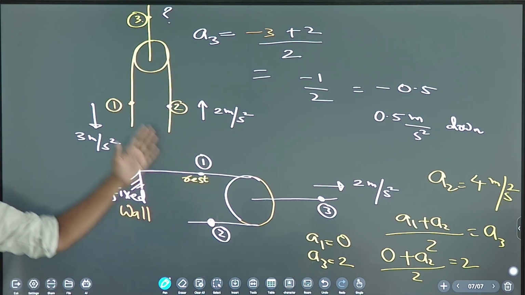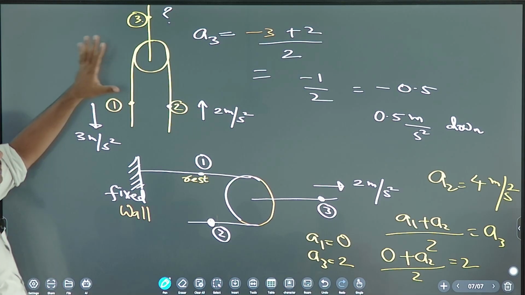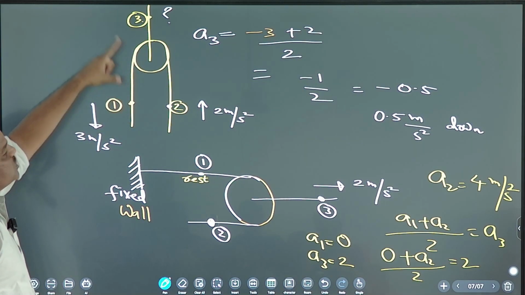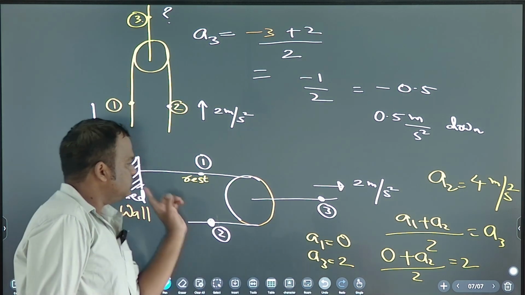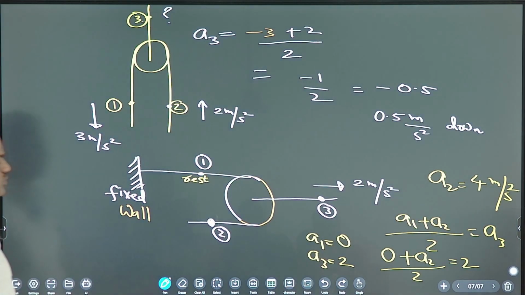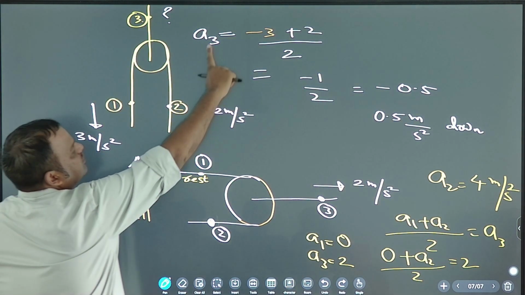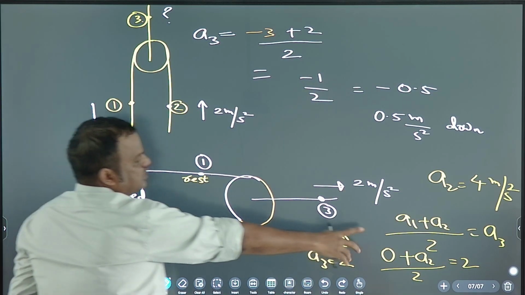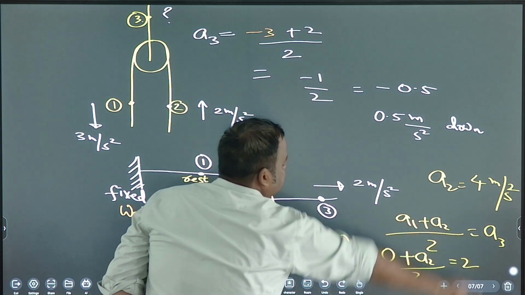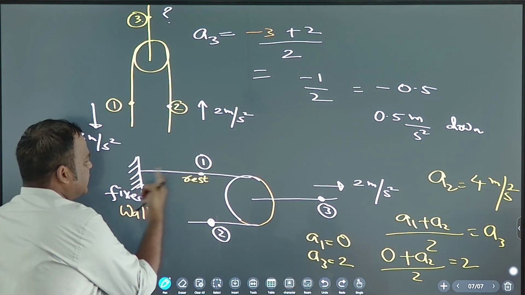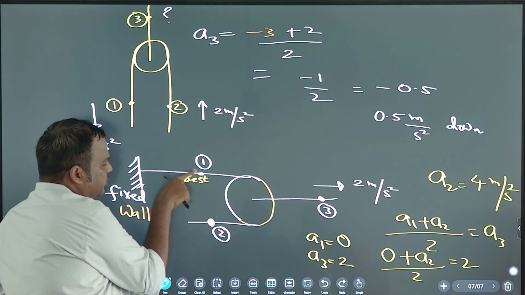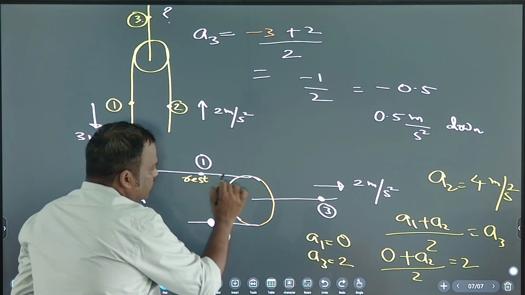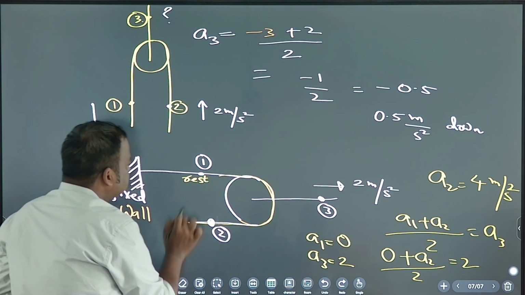Two examples. So the question can be like this: strings are vertical here, and here strings are horizontal. Just remember this formula: A1 plus A2 by 2 is equal to A3. This point is at rest because the wall is fixed. This string is going over like this. This is the string.